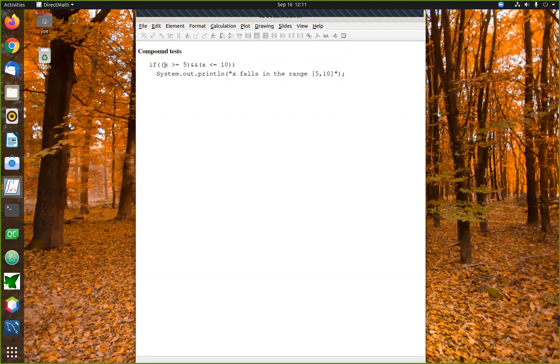The first one is, x greater than or equal to 5? And the second one is, x less than or equal to 10? And then we combine those two questions by using what's called a logical operator. In this case, the logical operator that we're using to combine these two is the AND operator. So the question that we're actually asking in this if statement is, is it true that x is greater than or equal to 5? And is it also true that x is less than or equal to 10?